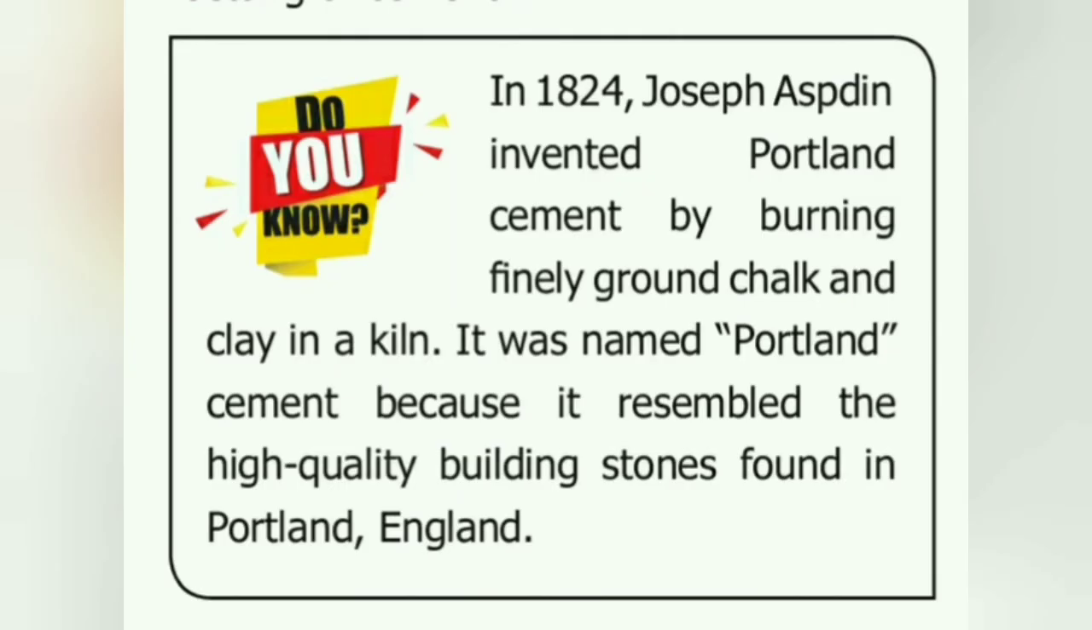Let us know something new. Joseph Aspdin invented Portland cement by burning finely ground chalk and clay in a kiln in the year 1824. It was named Portland cement because it resembles a high quality building stone found in Portland in England.